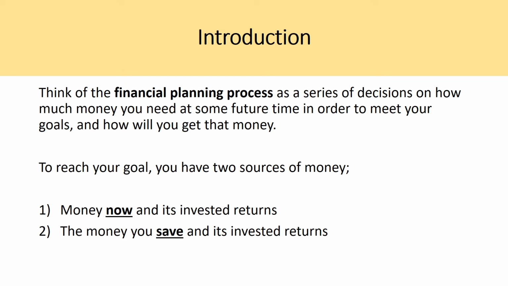So as an introduction, you can think of the financial planning process as a series of decisions on how much money you need at some future time in order to meet your goals and how you will get that money. To reach your goal, you have two sources of money: the money you have now, what's in your bank account, and its invested returns, and the money you save and its invested returns.